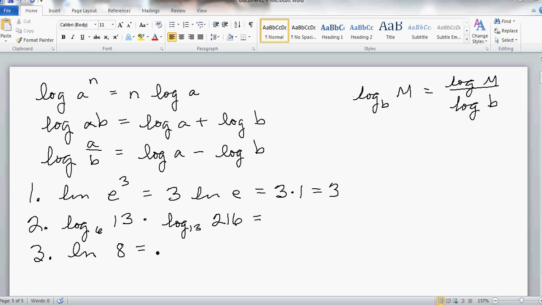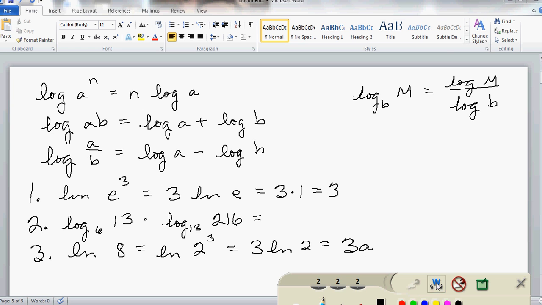And so if I look at this, I realize that 8 is really 2 to the 3rd power. So I put it in terms of 2. But I know that I can bring this exponent out front, so this becomes 3 natural log of 2. And according to the problem, the natural log of 2 is equal to a. And so this would become 3a.